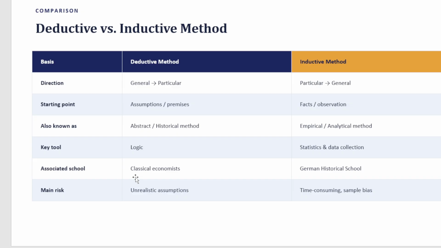Associated schools: the classical school is associated with the deductive method, whereas the German historical school is associated with the inductive method. The main risk in the deductive method is that there may be unrealistic assumptions, whereas in the inductive method the major challenge is that it is a time consuming and lengthy method. There may be sample bias also, so challenges are in both the methods.